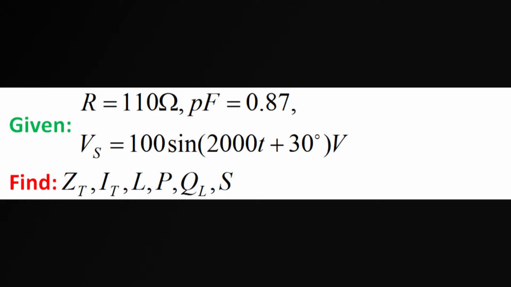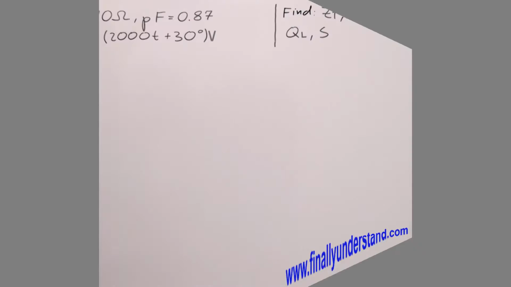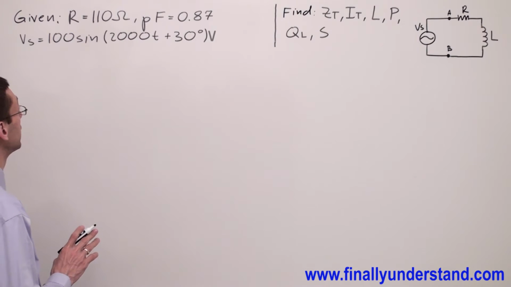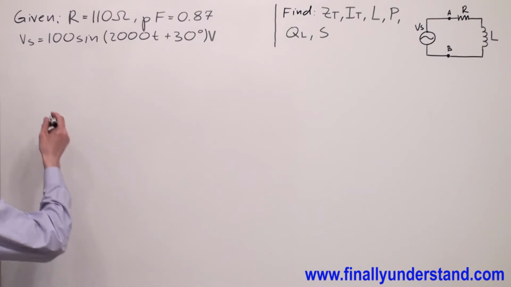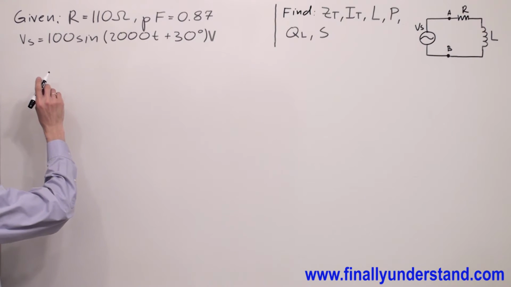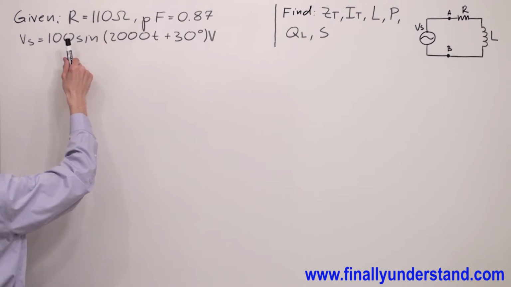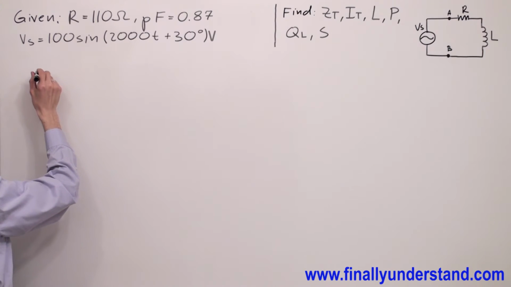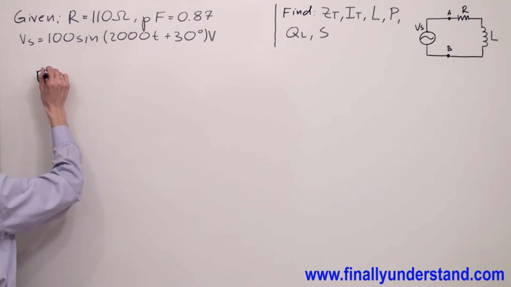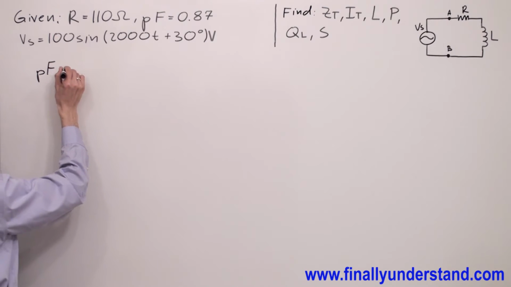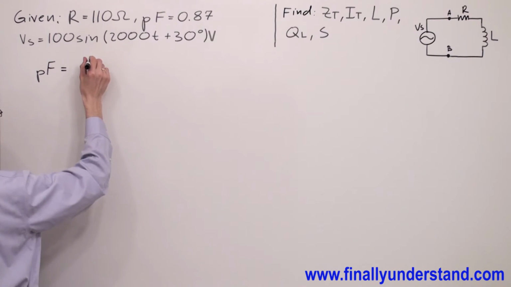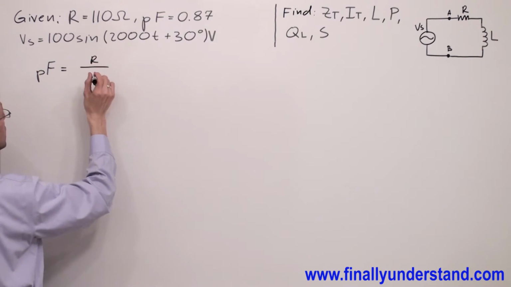We have another example on the board. I'm going to start solving this problem from finding Z total. Now, please notice that we have given power factor and resistance. You have to remember the formula which says that power factor is equal R over Z total.